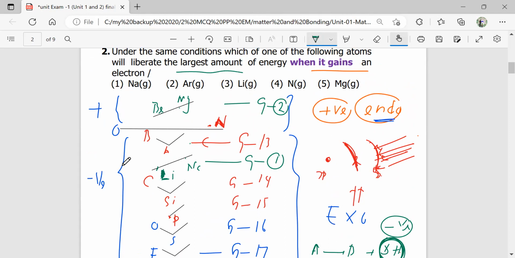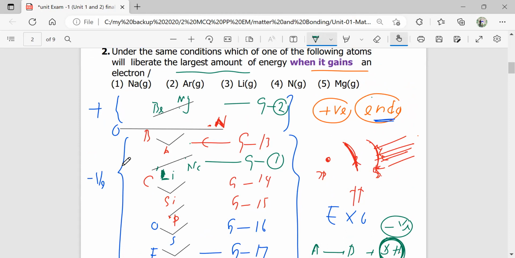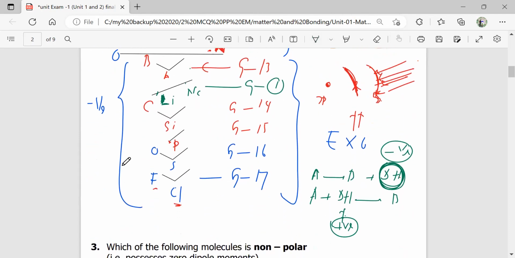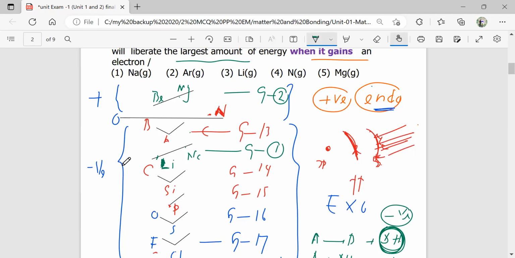They are asking which liberates the largest amount of heat, exothermic, the largest amount of energy. Which one is the largest amount, right? If you have the element in the bottom area, that will be the answer. We see the value for sodium. Sodium is somewhere here, isn't it? Then argon, once again, comes in the positive region.